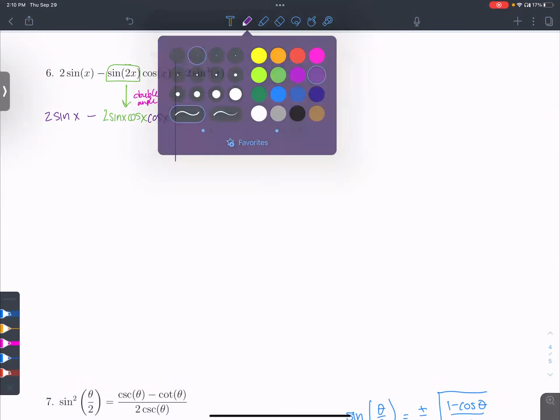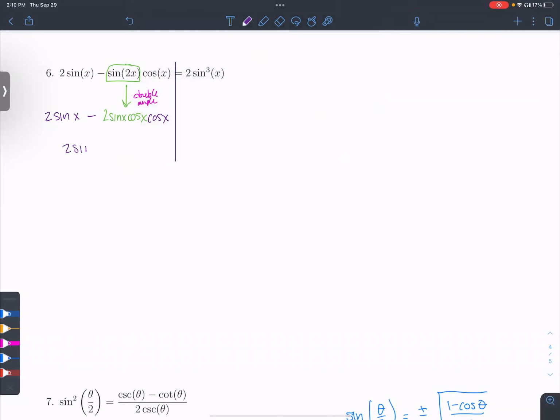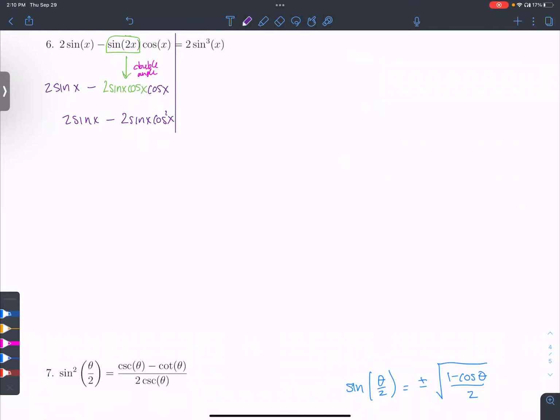Okay, so what we have then is 2 sine x minus 2 sine x, and I'm going to make that cosine squared x. And I am going to take out the 2 sine x. I have 1 minus cosine squared x left. That is sine squared x. Pythagorean identity again, and then that is 2 sine cubed.